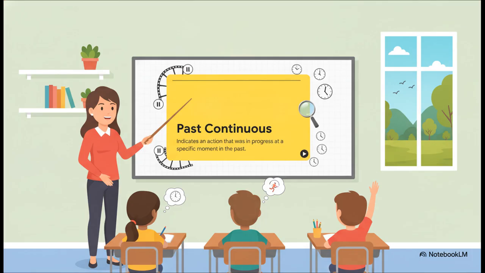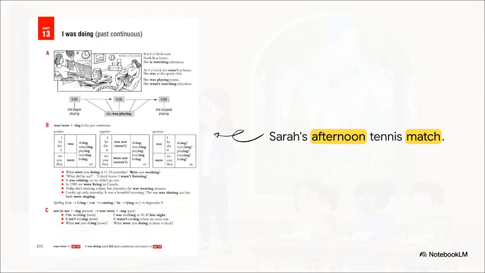The past continuous indicates an action or condition that was in progress at a specific moment in the past, and I really want to emphasize that phrase right there. In progress. It wasn't finished, it hadn't just started, it was literally happening right at that exact second. Let's look at a concrete example to make this super clear.